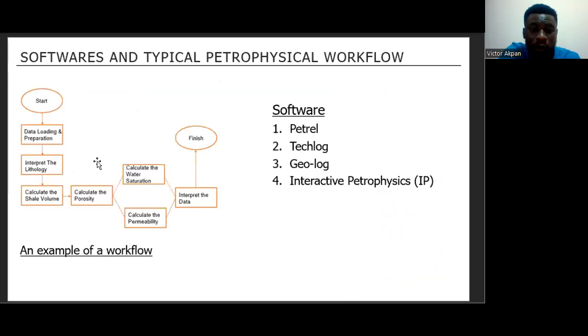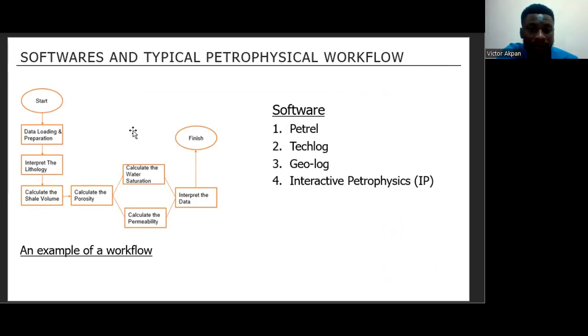This is a workflow that I used in a petrophysical evaluation of a field onshore Niger Delta in Nigeria, and I used TechLog for that. But there is other software that we can use. We can use Petrel, TechLog, Geolog, or Interactive Petrophysics (IP) whenever we are conducting a formation evaluation.